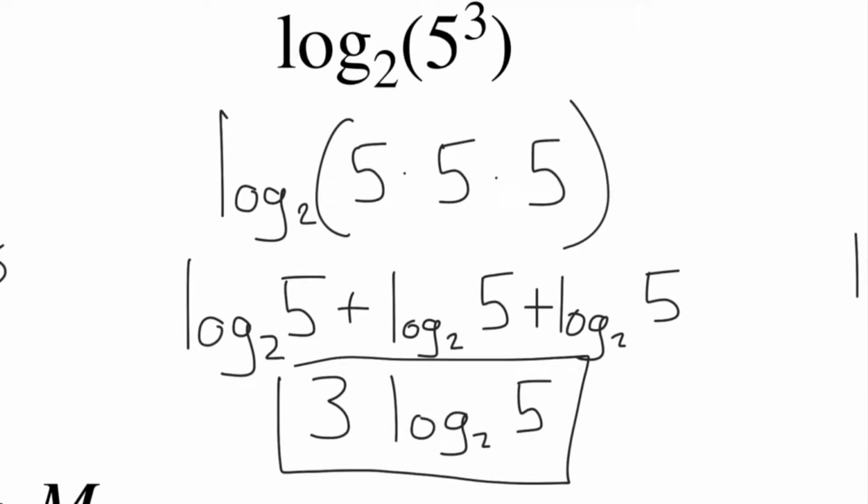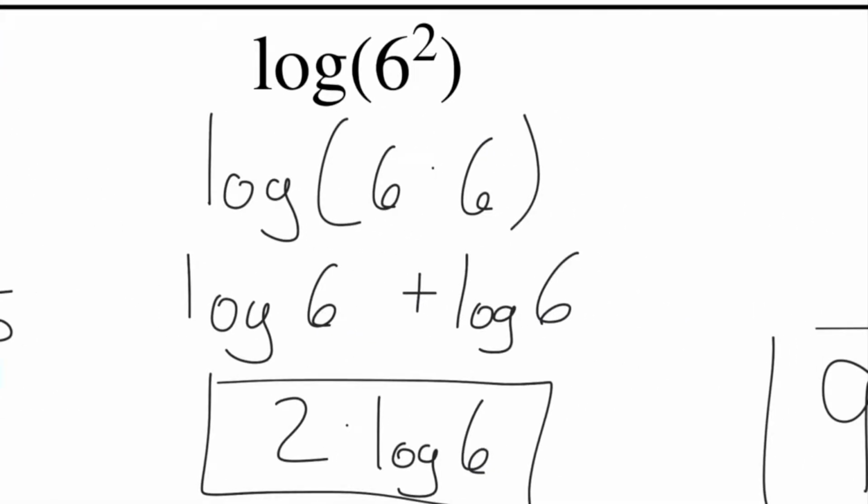Check this out. Log base 2 of 5 to the 3rd. That would be just 5 times itself 3 times. And since it's multiplication on the inside, it becomes addition on the outside. 1, 2, 3 of them. So you can summarize it as 3 times log base 2 of 5. Again, one thing I'm noticing is that here the exponent is 3 on the inside of the logarithmic function, and then on the outside of the logarithmic function it becomes multiplication. Exponent turns into multiplication.